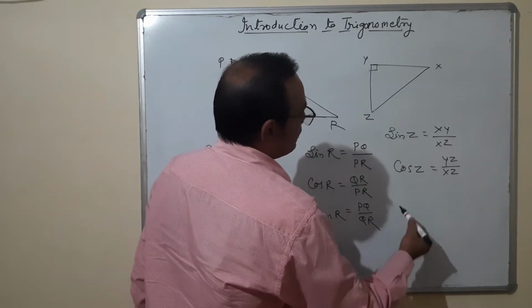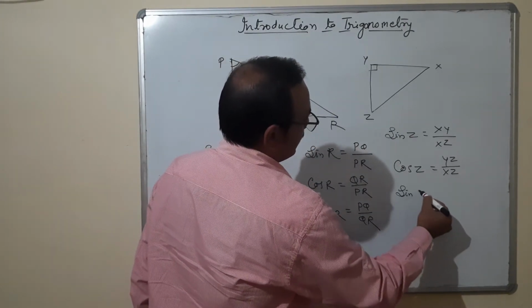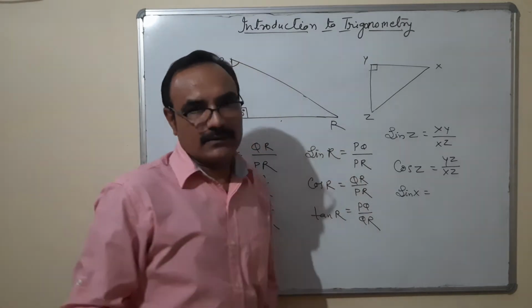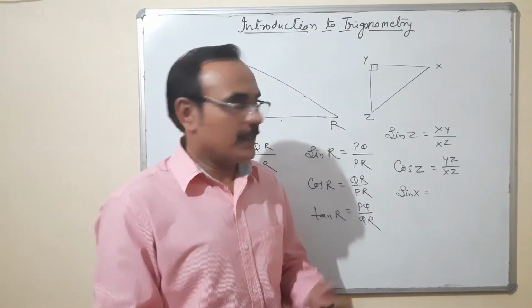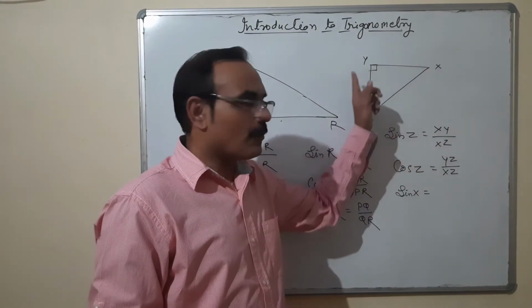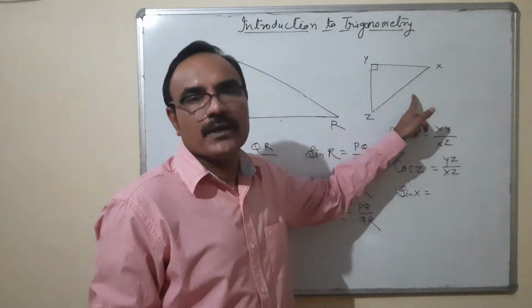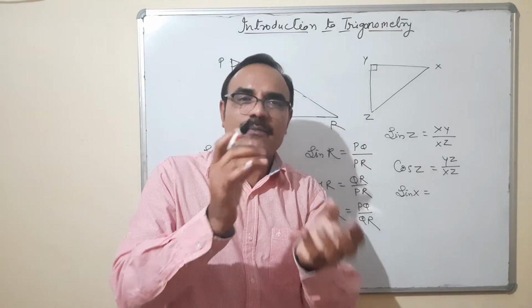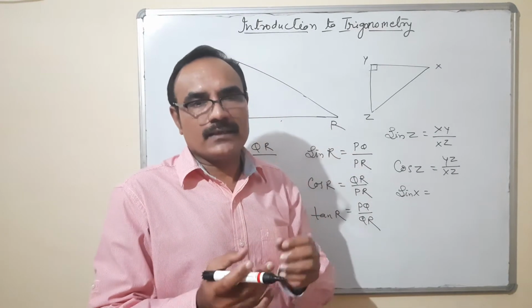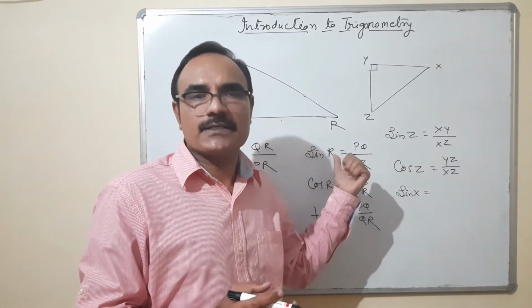Suppose you are going to find the value of sine X. Now you will switch immediately. X is here. Now its opposite is perpendicular. This is perpendicular, it is base, and that is hypotenuse. That means perpendicular and base are exchanged as per the angle which we are considering.